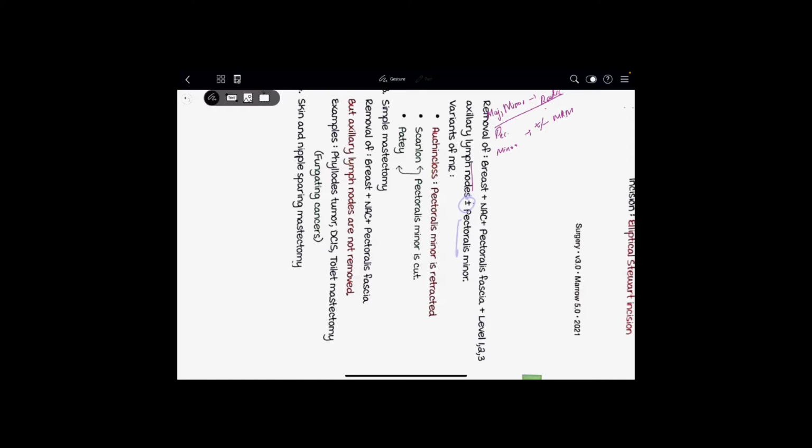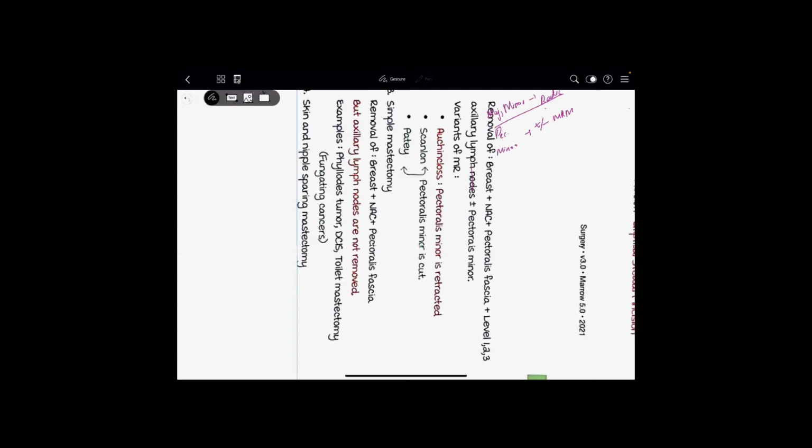Okay. In that there is a classification. Like it could be Auchincloss or Scanlon or Patey. This classification is based on how the pectoralis minor muscle is manipulated. In Auchincloss, it is retracted, but in these both, it is cut. So there is an entire separate heading regarding Patey surgery. It is nothing but modified radical mastectomy only, but the pectoralis minor muscle is cut.